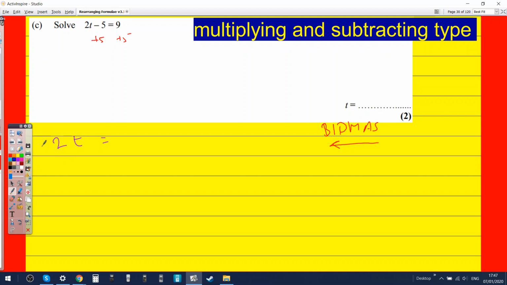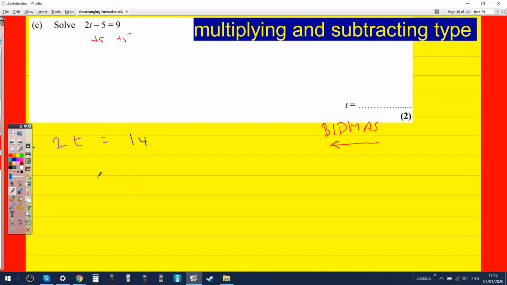You have to divide it by 2. Yeah, divide what by 2? T, 2t. So 2t equals 9 plus 5. 9 plus 5 is 14. Yes.